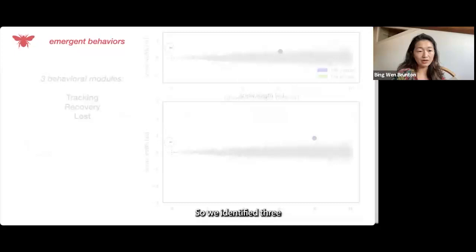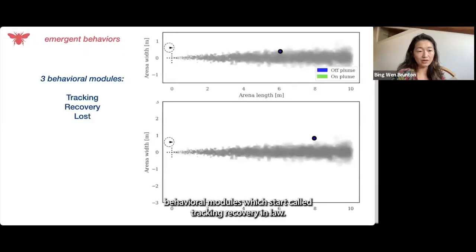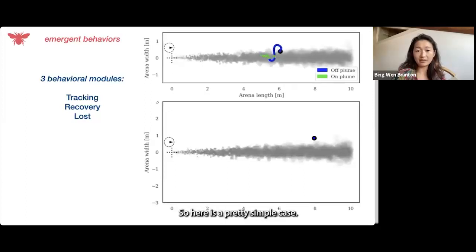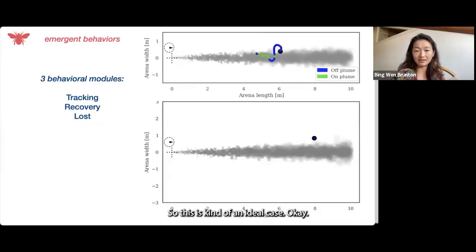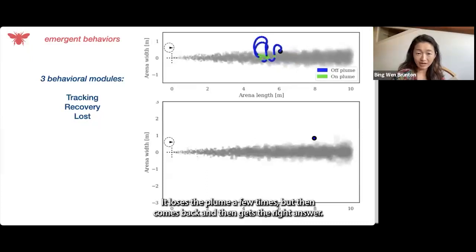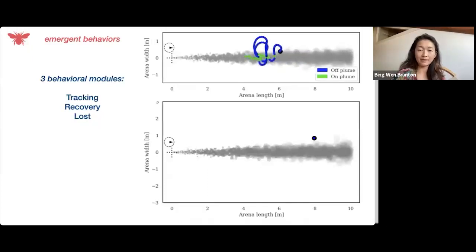Okay. So we identified 3 behavioral modules, which we call tracking, recovery, and loss. I'll just show you what they are. So here is a pretty simple case. The plume is not changing directions. It's going just in one direction, straight to the right. And so you can see here the virtual fly loops around a few times, gets lost, tries to go back into the plume, and then once it can, surges forward and gets to the origin. So this is kind of an ideal case, the best case scenario, a relatively simple task. It loses the plume a few times, but then comes back and gets the right answer.